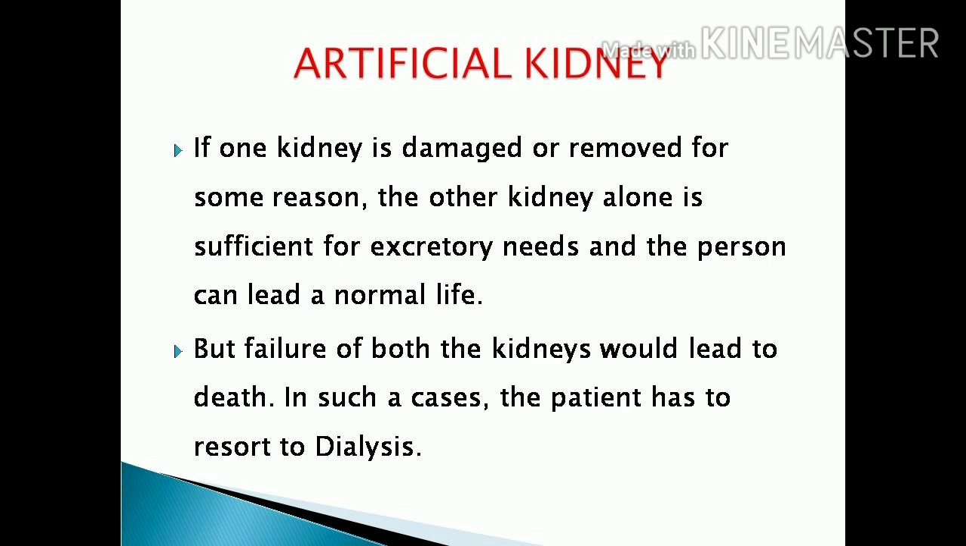The patient's blood is led from the radial artery in his arm through the machine, where the urea and excess salts are removed, and the purified blood is returned to a vein in the same arm. In case of permanent damage to the kidneys, dialysis is to be repeated for about 12 hours twice a week.